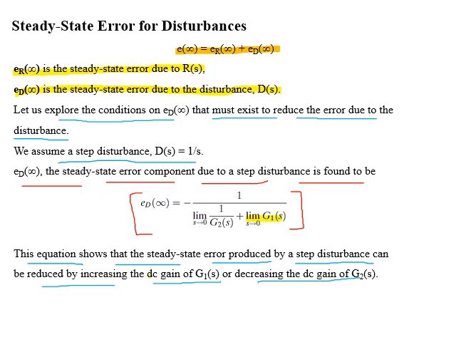Because if we look at the relation, error is inversely proportional to the denominator, where the denominator consists of the DC gain of G1 of s and the DC gain of 1 over G2 of s. If the DC gain of G1 of s is increased or the DC gain of G2 of s is decreased, it will result in a high value of the denominator, and 1 divided by a high value of the denominator will give us a reduced value of steady state error due to step disturbance.